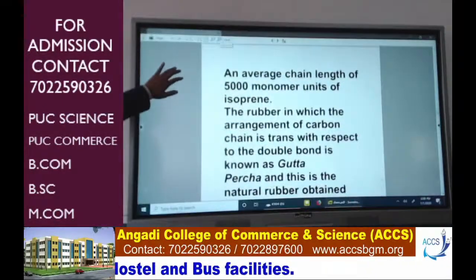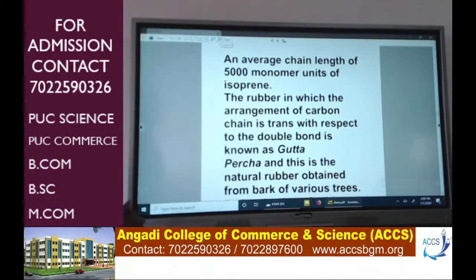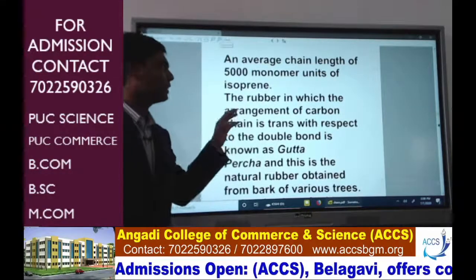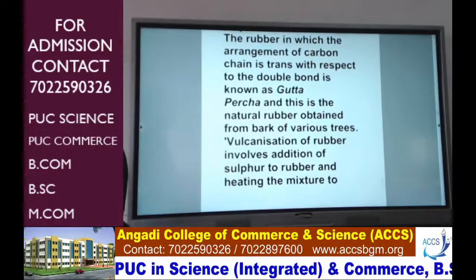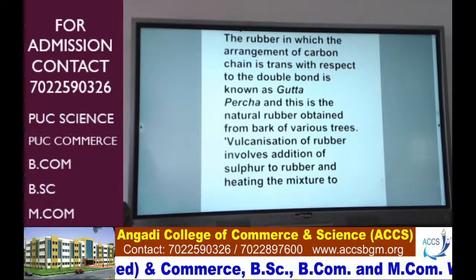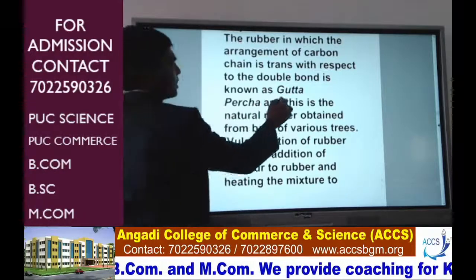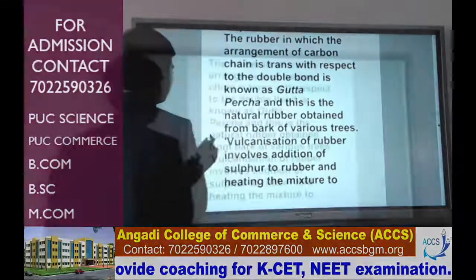An average chain length of 5,000 monomer units of isoprene. The rubber in which the arrangement of the carbon chain is trans with respect to the double bond is called gutta percha, and this is the natural rubber obtained.